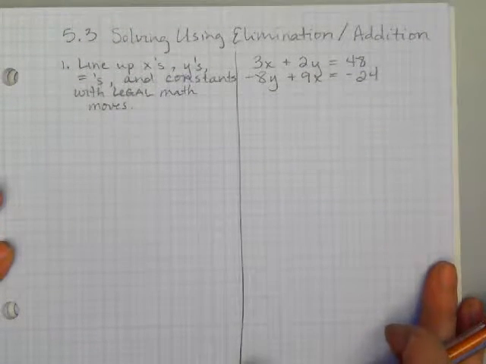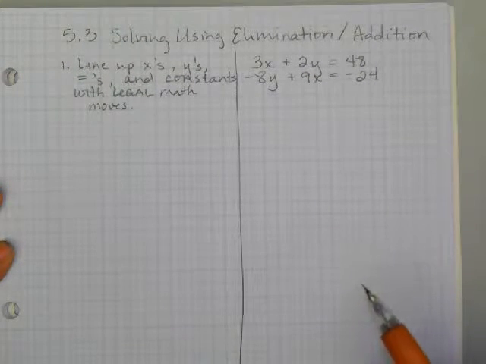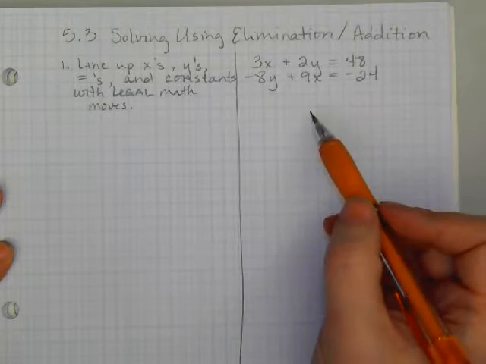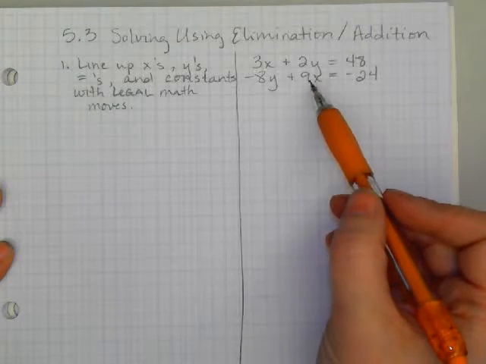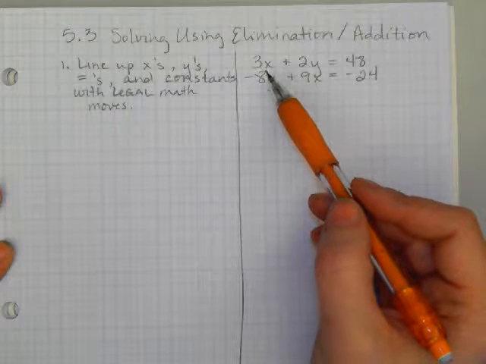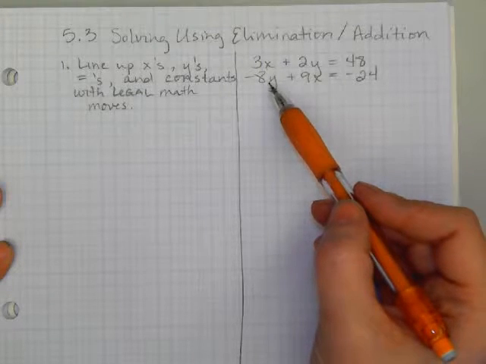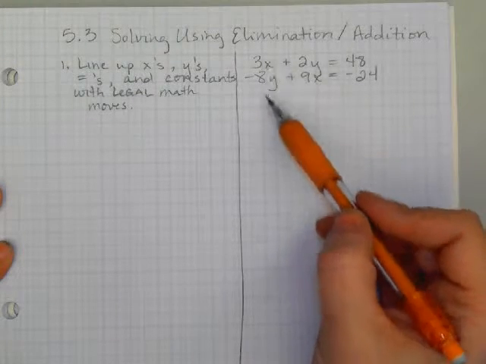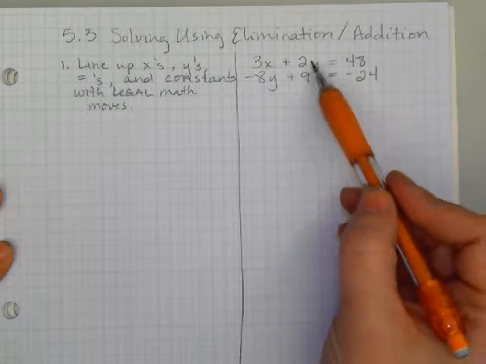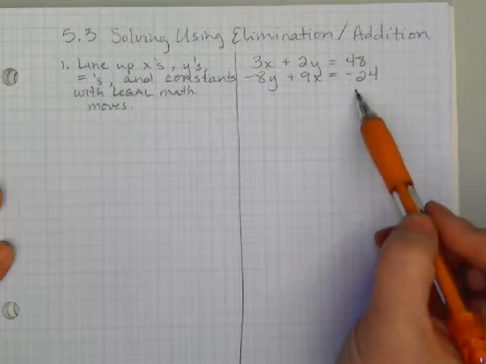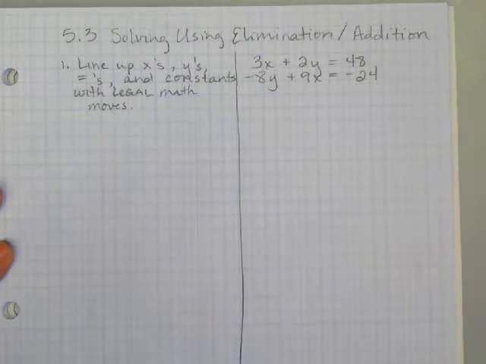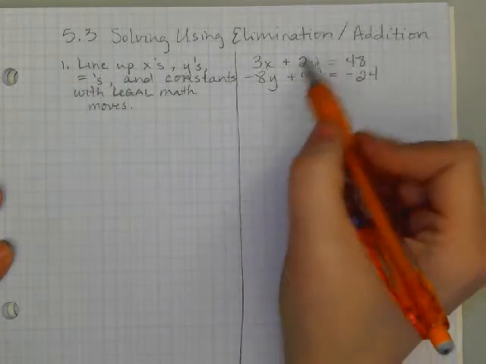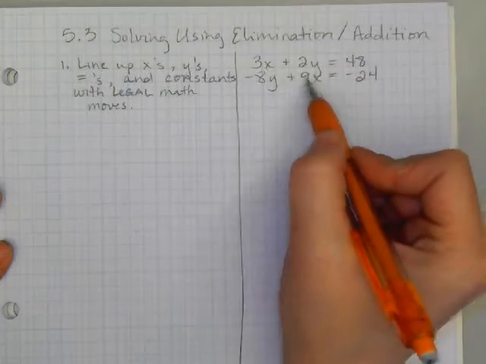The x's and the y's actually just need to be switched on one of these. So I have 3x and I have negative 8y. I want my x's here and my y's here and my equal sign and my constants. Those all need to be lined up. So what I'm going to do is swap these out. And when I do that, I'm going to rewrite this as 3x plus 2y equals 48.